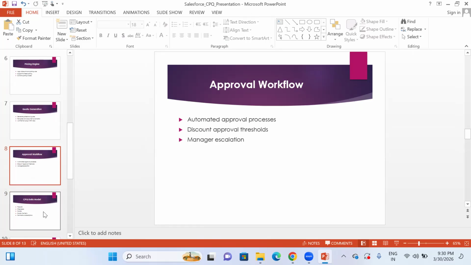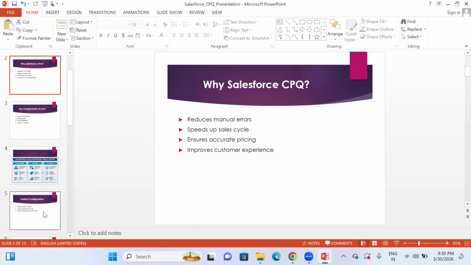So this is an overall understanding of Salesforce CPQ. When working on Salesforce CPQ, it can be any kind of role, such as a business analyst or any other role. Understanding the ecosystem of Salesforce CPQ and working accordingly, we can speed up the cycle, reduce manual errors, and complete the quotation process much faster.